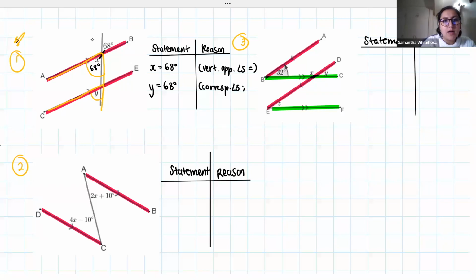So Y is also equal to 68 degrees because of corresponding angles. Remember to write your parallel lines. I'm just doing that on the next line. AB is parallel to CE. Nice and easy for question 1. Okay, vertically opposite and then corresponding.